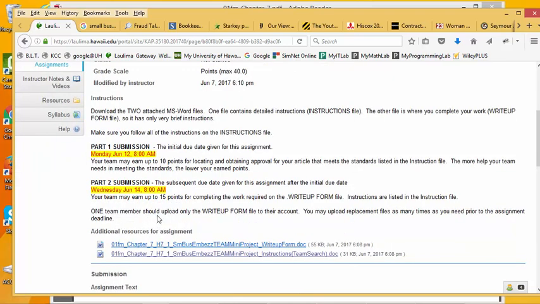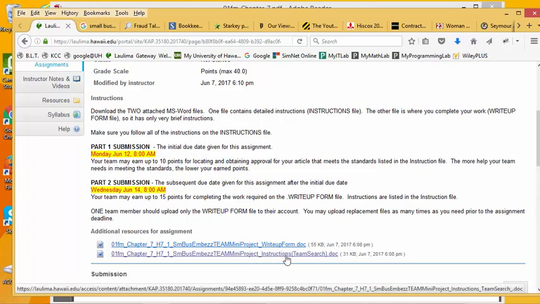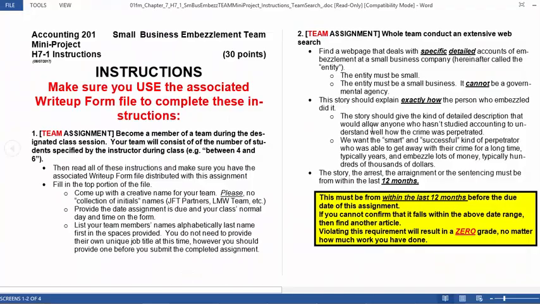Only one team member should upload the documents for me, and only one document is to be uploaded. That will be this team project write-up form. The instructions for the project are in the project instruction doc here, which looks like this. And this tells you about forming the team and about what you're supposed to do. You need to find a page or an article on the web that discusses an instance of small business embezzlement. It must be small. It must be a business. It can't be a governmental or nonprofit agency.